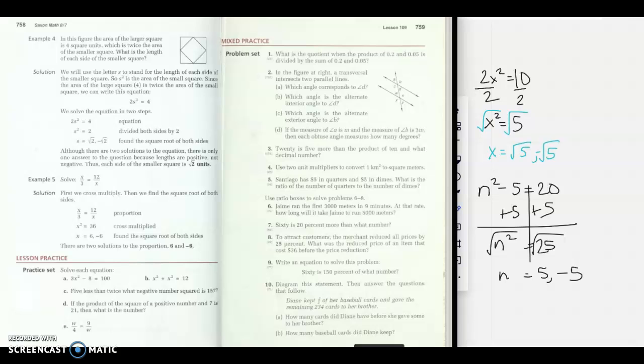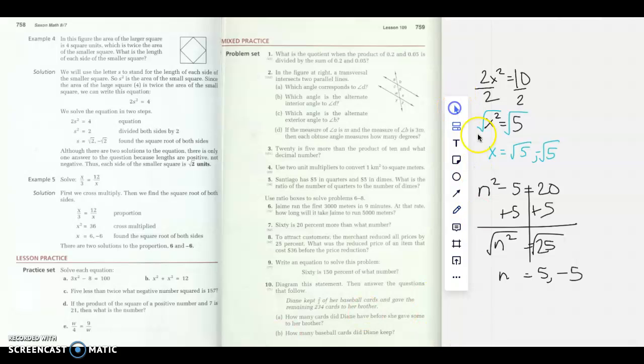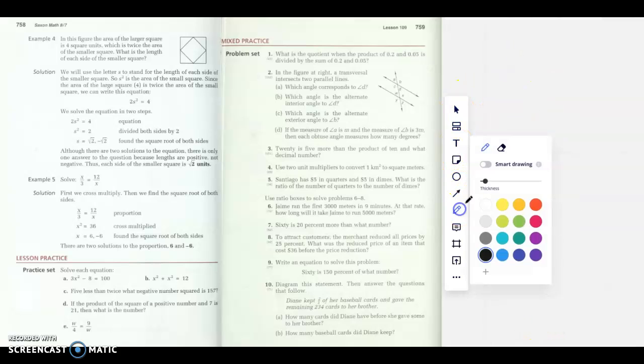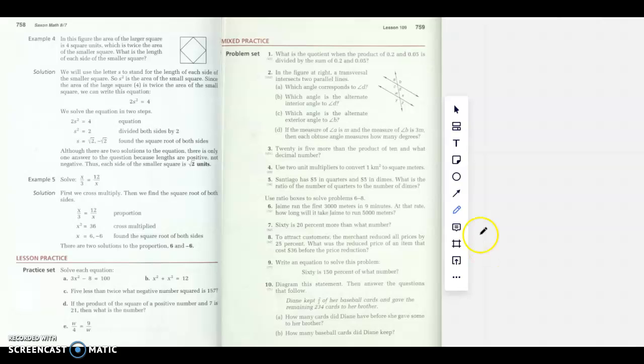All right, let's go ahead and look at example 4. And this is an important one for you guys to read pretty thoroughly and to think about. It says, in this figure, the area of the larger square, so this larger square is 4 square units, which is twice the area of the smaller square. What is the length of each of these sides of the smaller square?